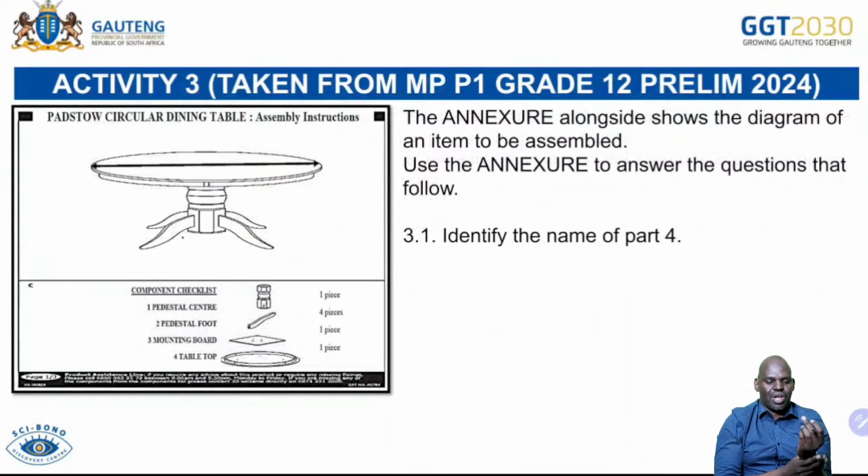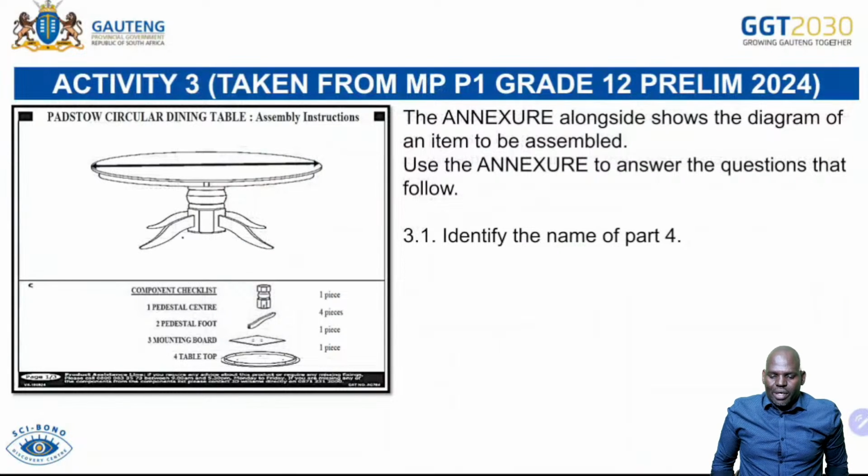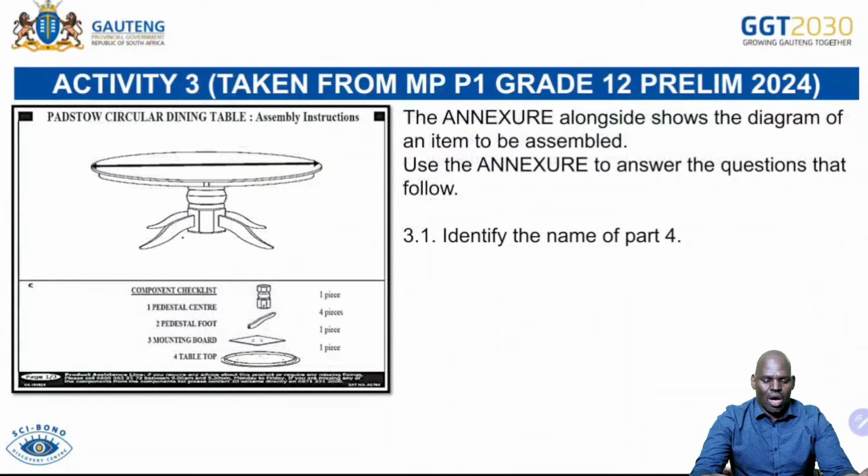Okay, then activity 3, which was taken from Mpumalanga paper 1, grade 12 prelim 2024. The annexure alongside shows the diagram of the item to be assembled. Use the annexure to answer the questions that follow. Then you've got a picture, and you also have the information. Different parts or components are indicated there. So it's Pesto circular dining table, its assembly instructions. There's supposed to be instructions there at the bottom, but let us look at the questions.